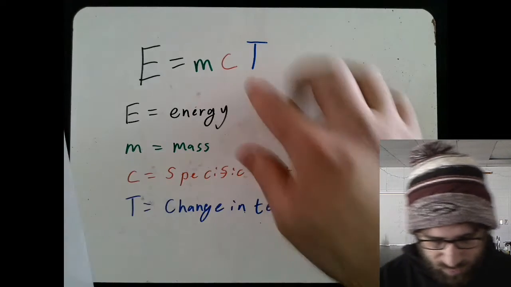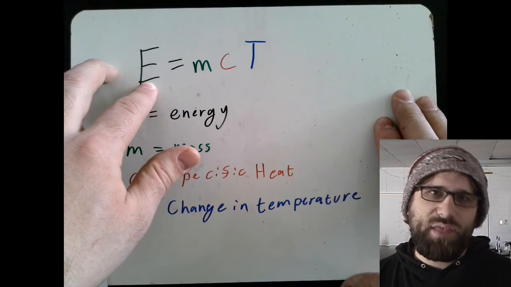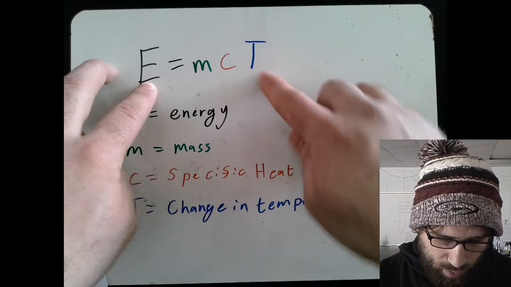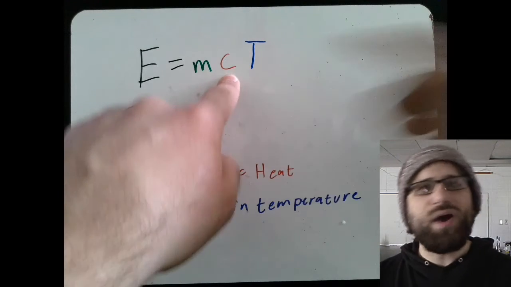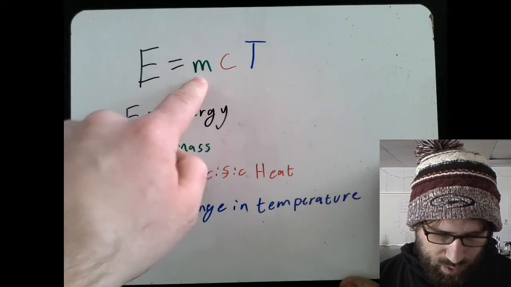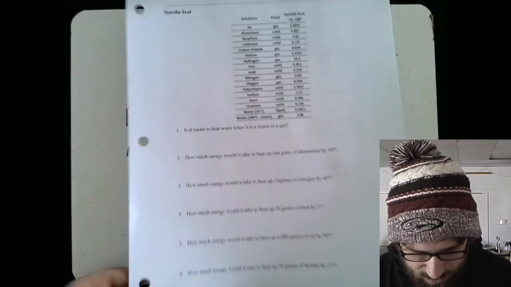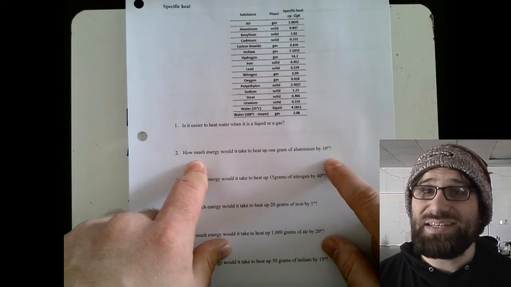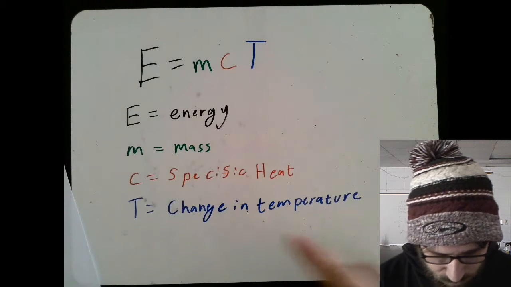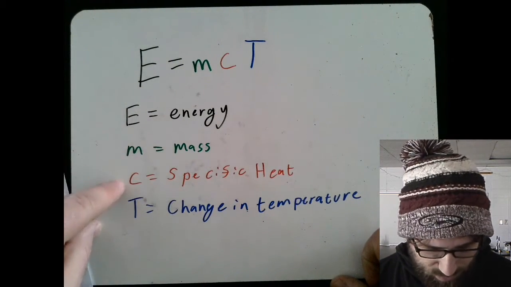That's what this equation really means. If we want to calculate how much energy this substance needs to go up a certain amount of temperature, well, that's going to depend on its specific heat. So what kind of material are we working with, and how much of that material we have. So when you see the questions on this, how much energy would it take to heat up 1 gram of aluminum by 10 degrees? Each of the words in that question really correlates to one of these variables. Let's look at an example.